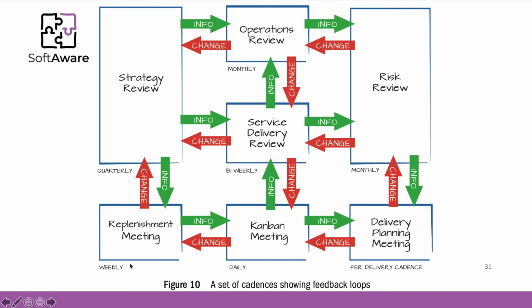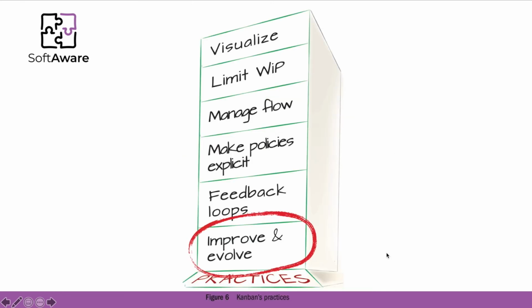In the replenishment meeting, the idea is to move items over the commitment point and into the system. In Kanban meetings, this is where the daily coordination occurs, where the team self-organizes and they plan for a review and stand-ups. And regarding the delivery planning meeting, the idea is to actually monitor and plan deliveries to customers.